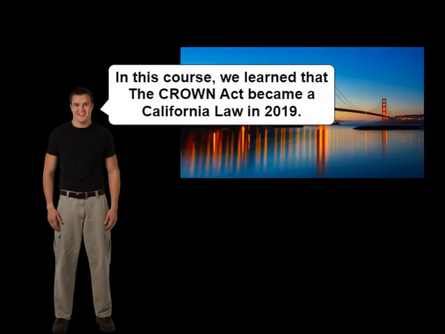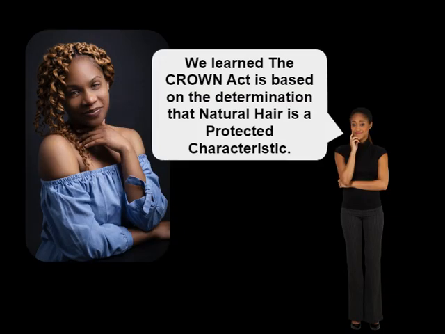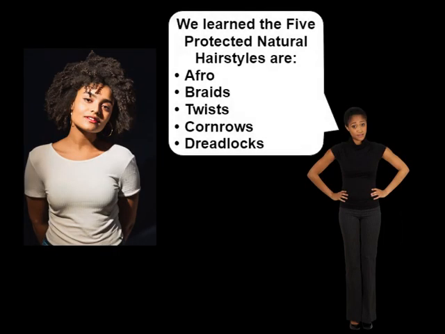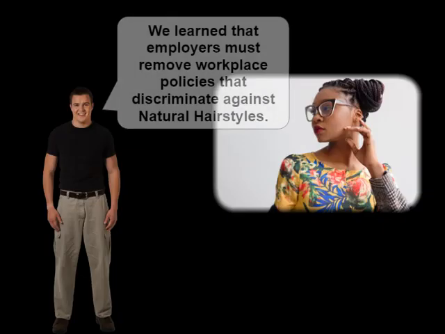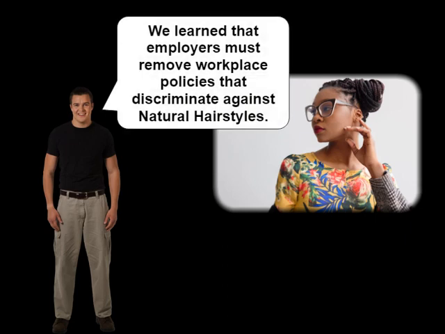In this course, we learned that the Crown Act became a California law in 2019. We learned the Crown Act is based on the determination that natural hair is a protected characteristic. We learned the 5 protected natural hairstyles are Afro, braids, twists, cornrows, and dreadlocks. We learned that employers must remove workplace policies that discriminate against natural hairstyles.